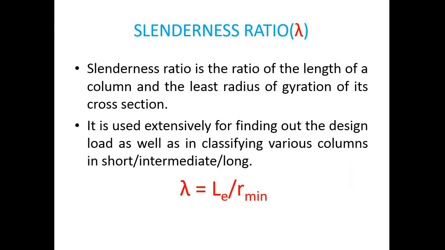Now what is slenderness ratio? It is normally represented by lambda. Slenderness ratio is the ratio of the length of a column and the least radius of gyration of its cross-section. It is used extensively for finding out the design load as well as in classifying various columns into short, intermediate, long. We have the relation lambda equal to LE divided by R minimum. We already studied this slenderness ratio in the previous slides.